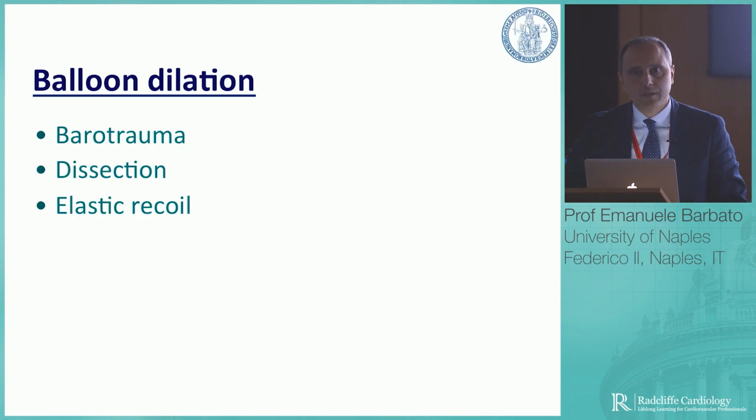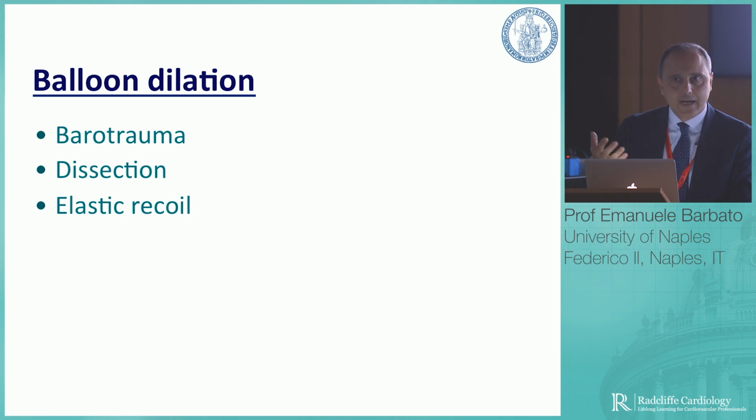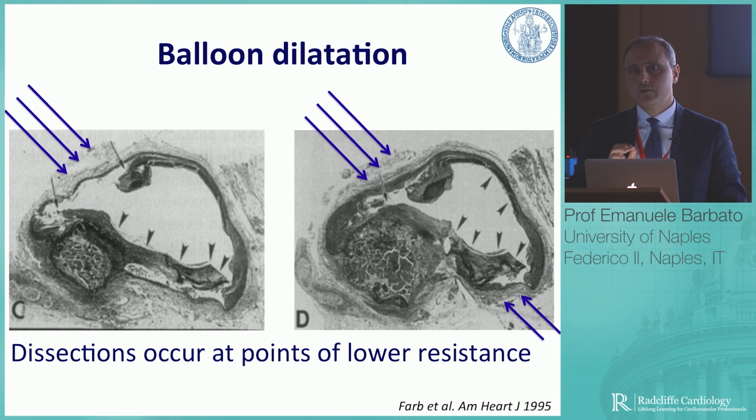I think we all know this, but sometimes it is helpful to remind that. How does balloon dilatation work? It works by inducing barotrauma in the vessel wall, dissection. That's what we want when we use balloon. And thereafter, there might be some elastic recoil. The point is that when we use a balloon, dissection occurs, but not where we want in calcified lesions. Dissection occurs at the point of low resistance.